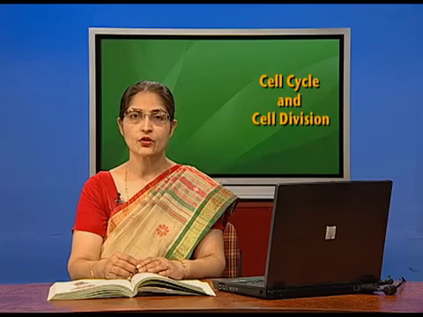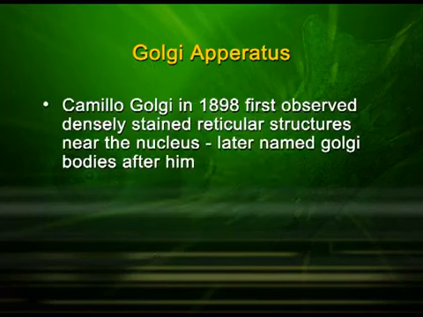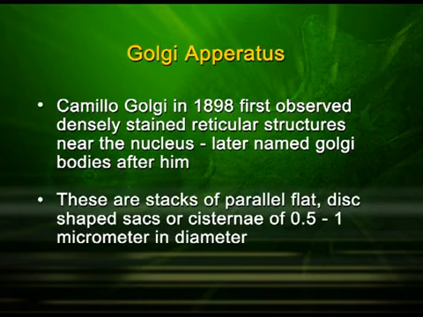Another component of the endomembrane system is the Golgi apparatus. Camillo Golgi in 1898 first observed densely stained reticular structures near the nucleus. These were later named Golgi bodies after him. These are stacks of parallel, flat, disc-shaped sacs or cisternae of 0.5 to 1 micrometers in diameter.